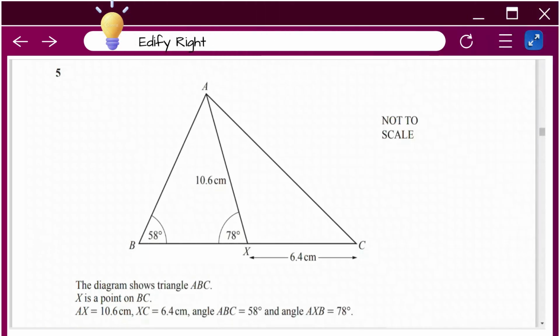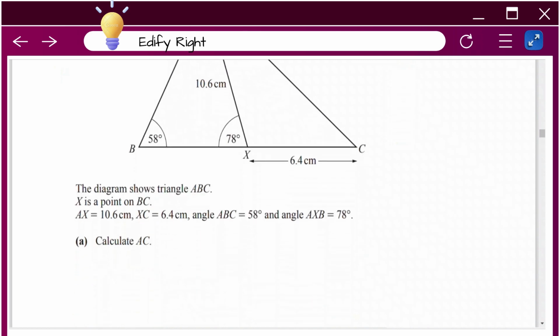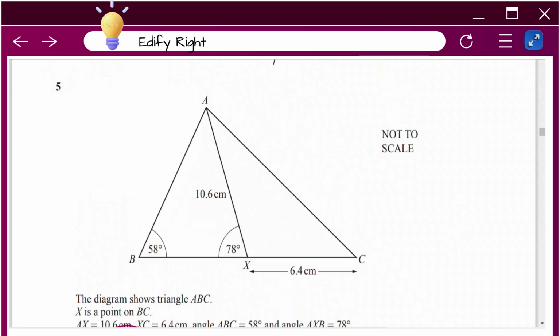Alright, here we have the diagram that shows the triangle ABC. X is a point on BC, as you can see, and all the different measures AX, XC, angle B and angle X are given. Now the first part of the question is: calculate AC. So let's do that here. This is AC, this is what we're supposed to find out. So let's take a part of this triangle. Let's take a smaller triangle AXC to figure out what AC is.